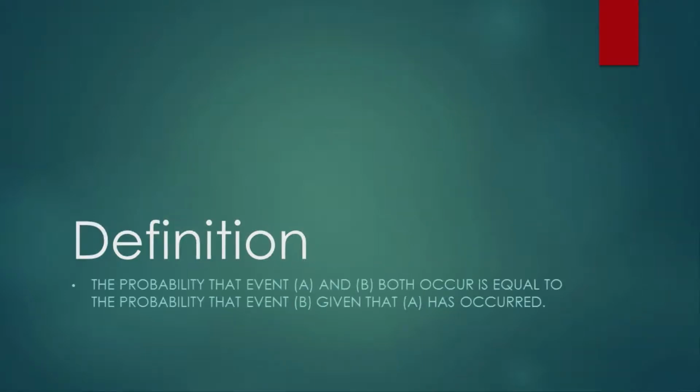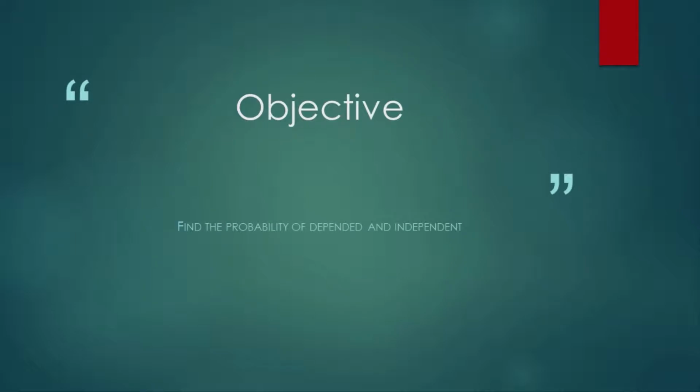The multiplication rule is the probability that event A and B both occur is equal to the probability that event B occurs given that A has occurred. Next, we will find the probability of dependent or independent events.